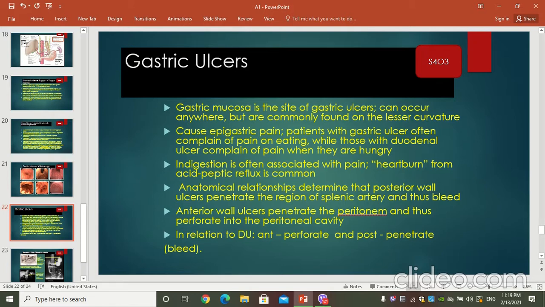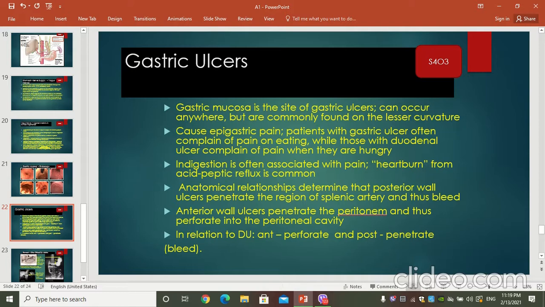This disorder causes epigastric pain. A patient with a gastric ulcer can complain of pain on eating, while those with a duodenal ulcer complain of pain when they are hungry. Indigestion is often associated with pain, with some difficulties with food taking. Heartburn from acid peptic reflux is common.